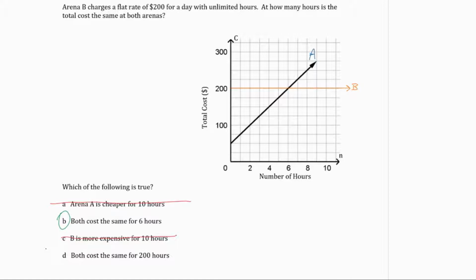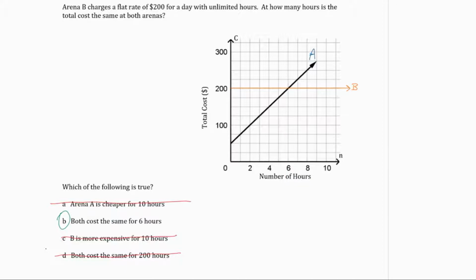What is that even talking about? Why would somebody pick that? Well, if somebody didn't read the axes and they just saw 200, that is where they cross, but that's $200. So that's wrong as well. And sometimes in EQAO, they mix up the labels of the graphs, okay? So it was 6 hours where they cross, okay?